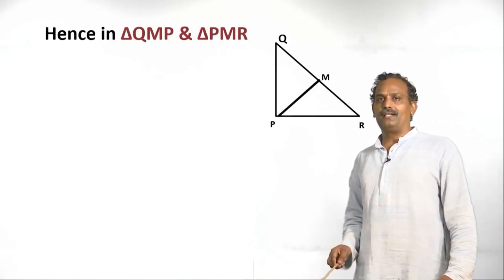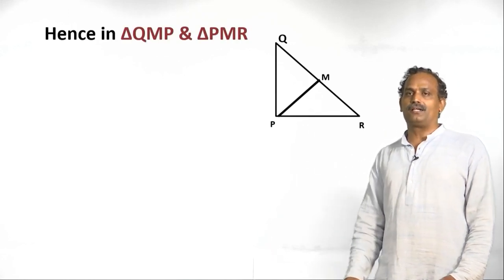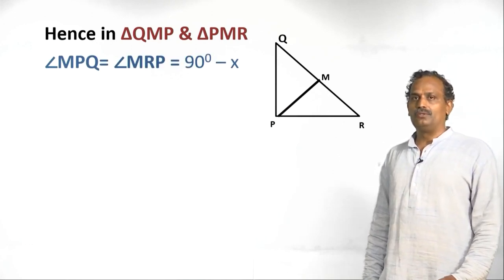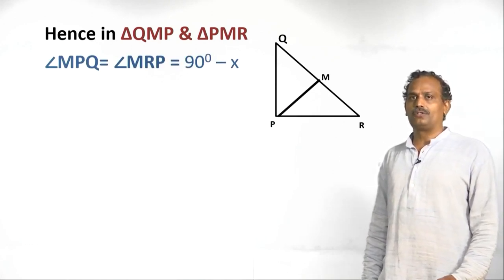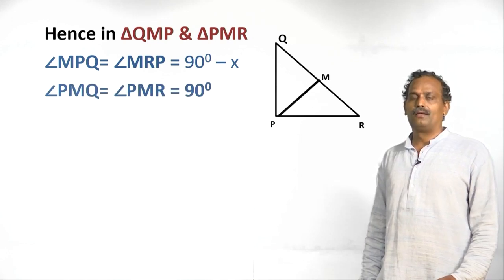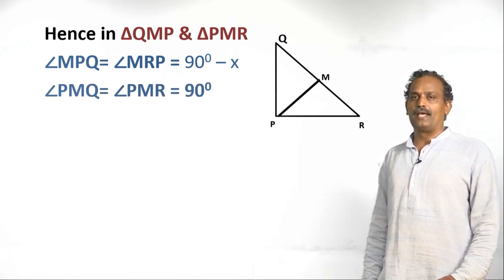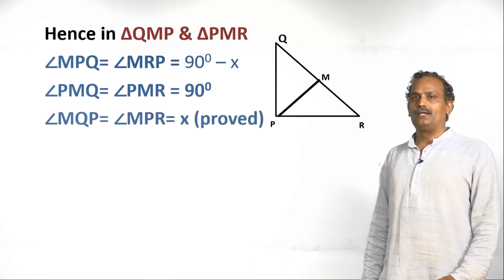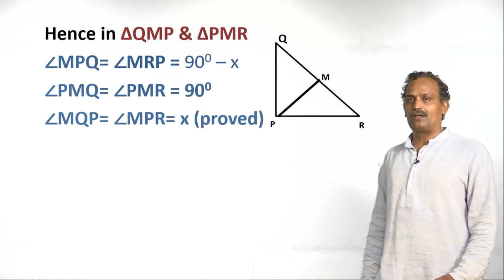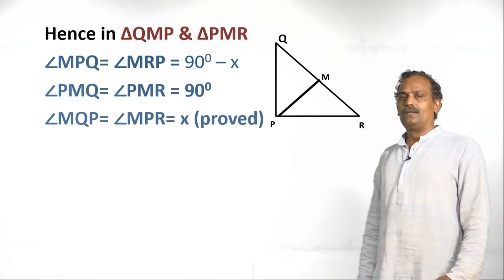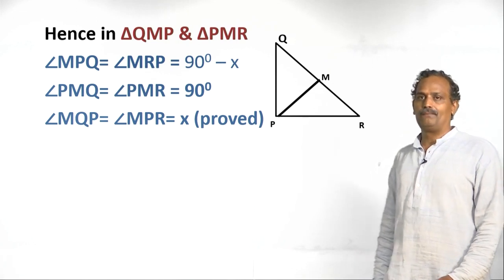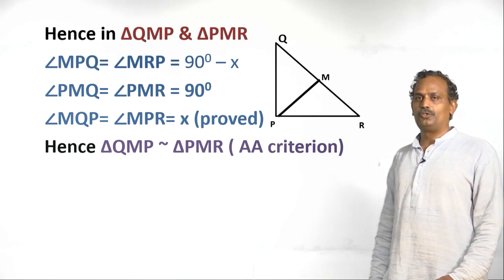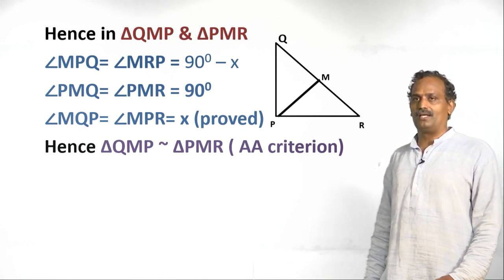So, let us reconsider triangle QMP and triangle PMR. Angle MPQ is equal to angle MRP, and both are equal to 90 degrees minus x. Angle PMQ is equal to angle PMR, which is 90 degrees. Angle MQP is equal to angle MPR, which is x, as we have already proved and assumed initially. Hence, by the AAA criterion, we can conclude that these two triangles are similar.